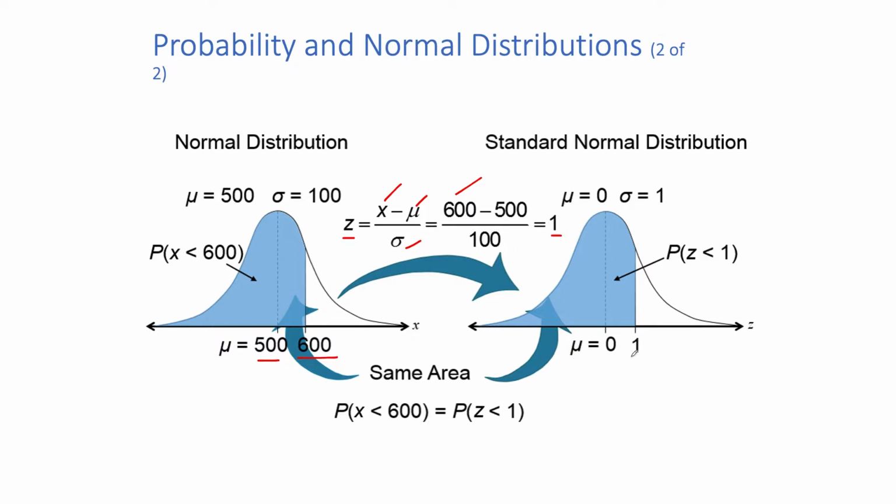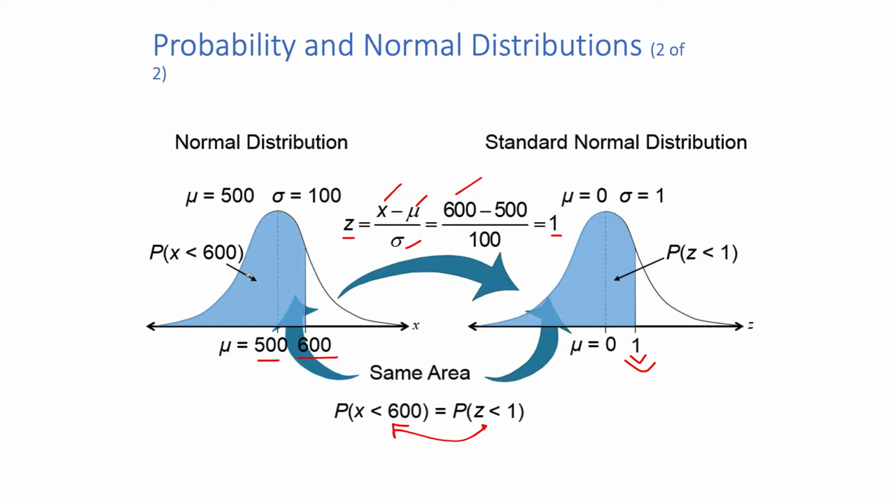That tells me that the relevant z value that I need to look up in the standard normal table is 1. So the probability that x is less than 600 is the same as the probability that z is less than 1. These two areas are basically the same. So I can go into my standard normal table, look up a value of 1 and look at the area which is associated with it. And now I would know the probability that x is less than 600.